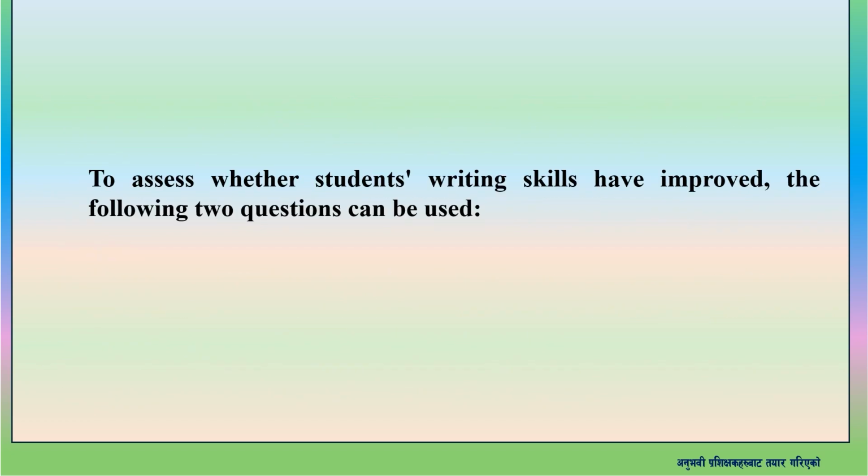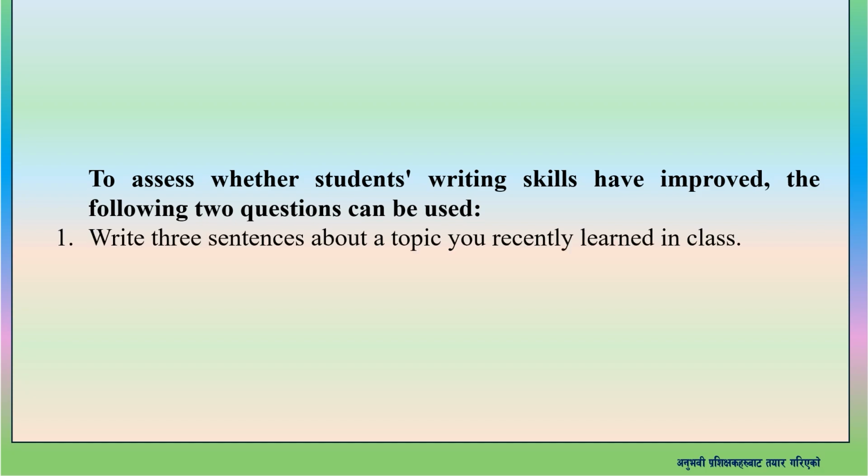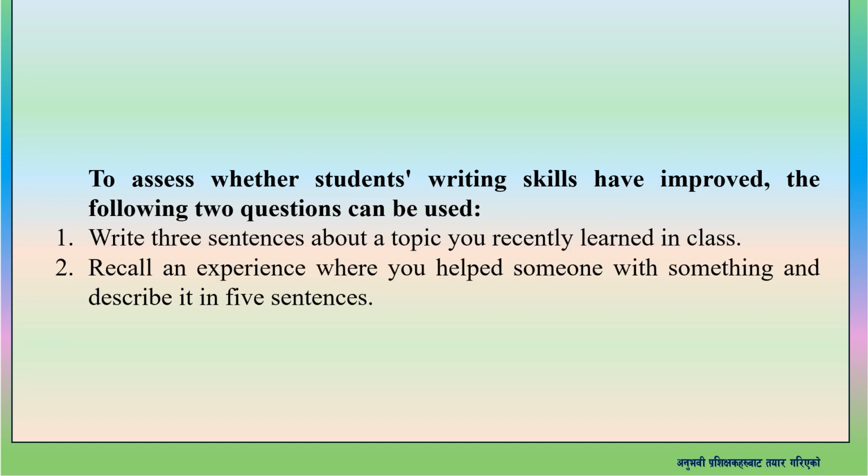To assess whether students' writing skills have improved, the following two questions can be used. Write three sentences about a topic that you recently learned in class. The second question is: recall an experience where you helped someone with something and describe it in 5 sentences.